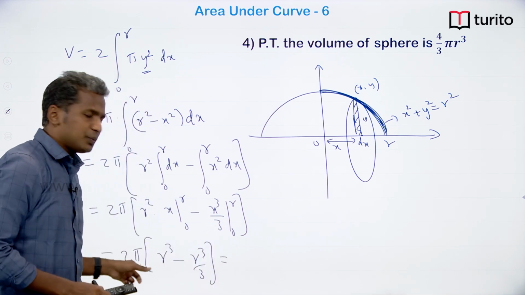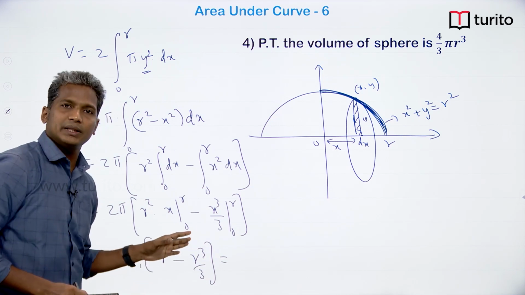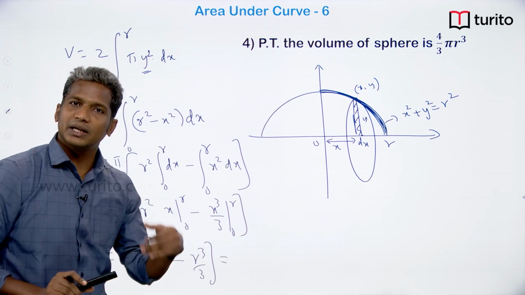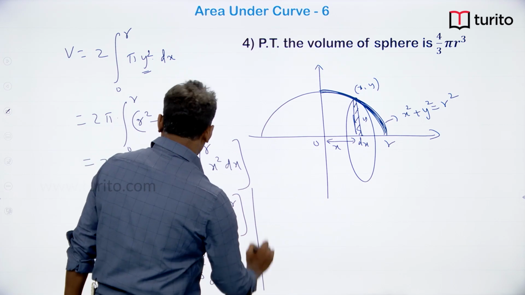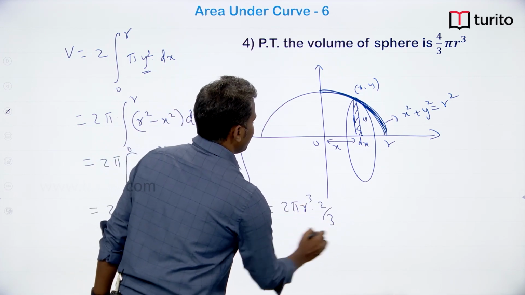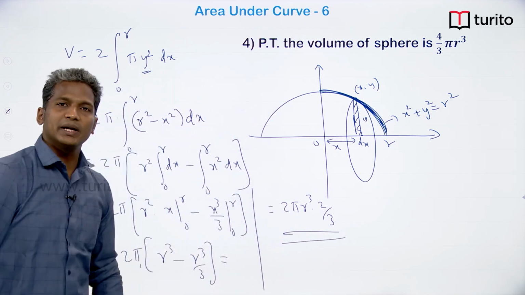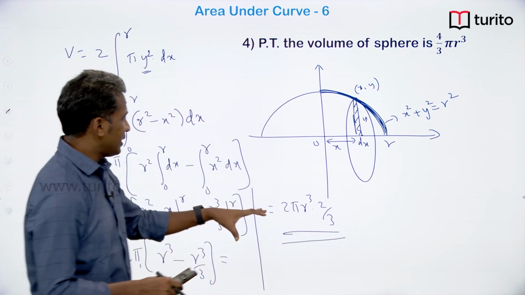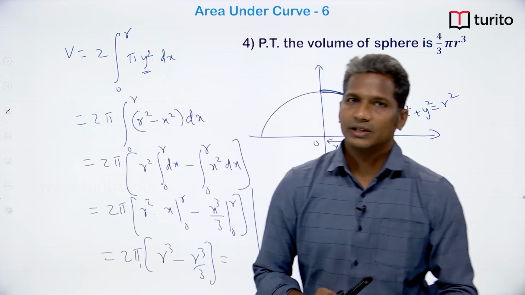So if I take r cube common, I will be getting 1 minus 1 by 3. 1 minus 1 by 3 is basically 2 by 3. So this will come out to be 2 pi into r cube into 2 by 3, which is the same as 4 by 3 pi r cube. So this way we can find the volume of the sphere.